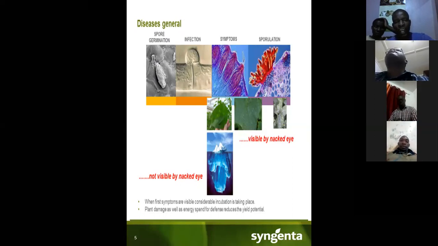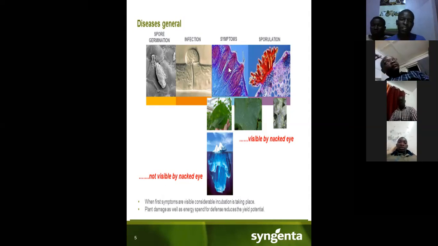So you start your crop protection even before you see any sign of a disease. By the time you see symptoms, it means the infection has already occurred and the affected part has already been destroyed. So after some time, you find that now the damage occurs.